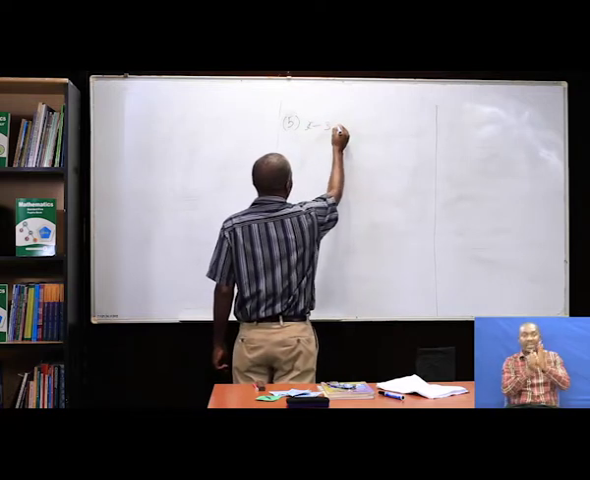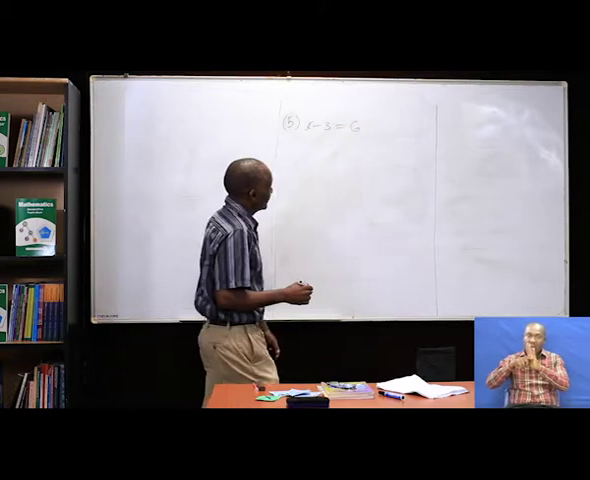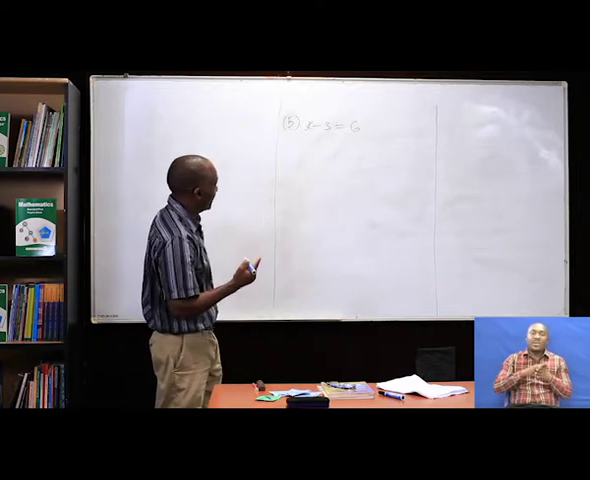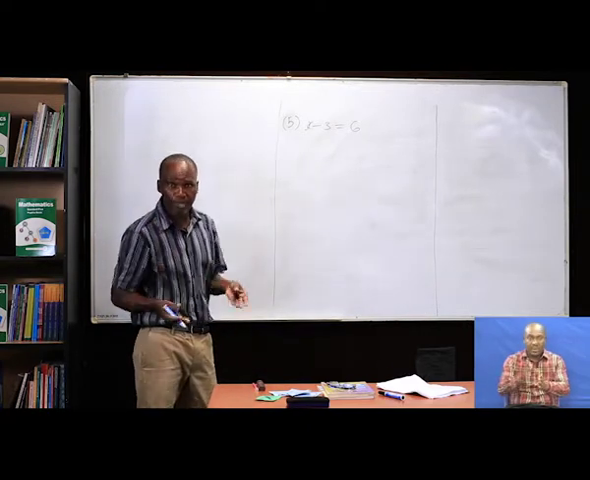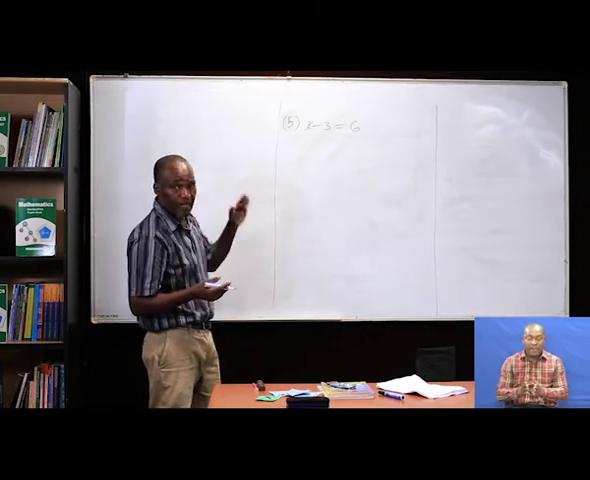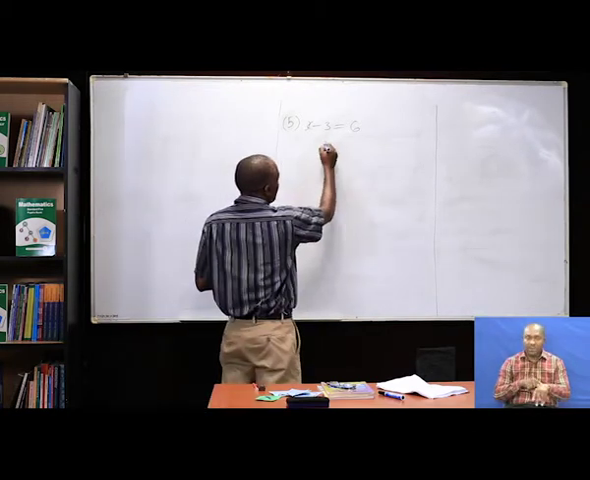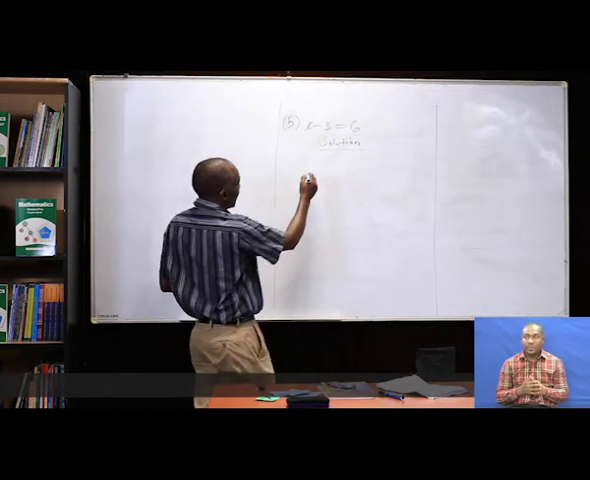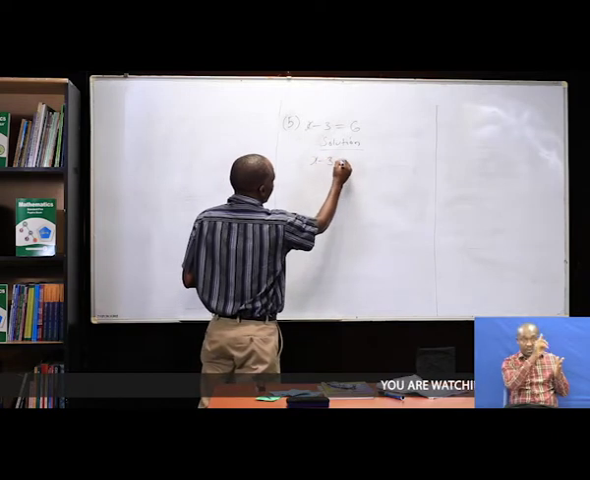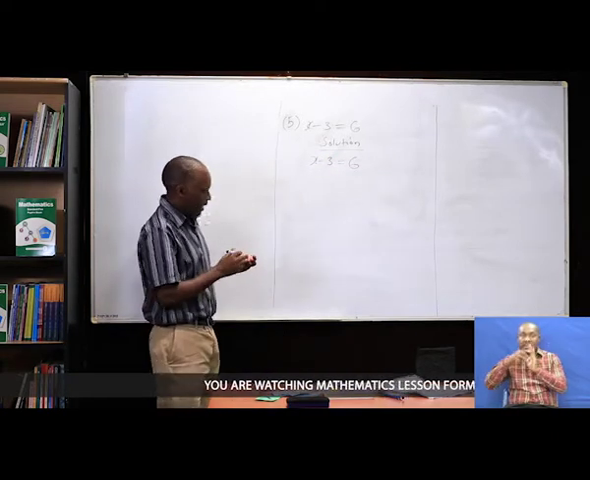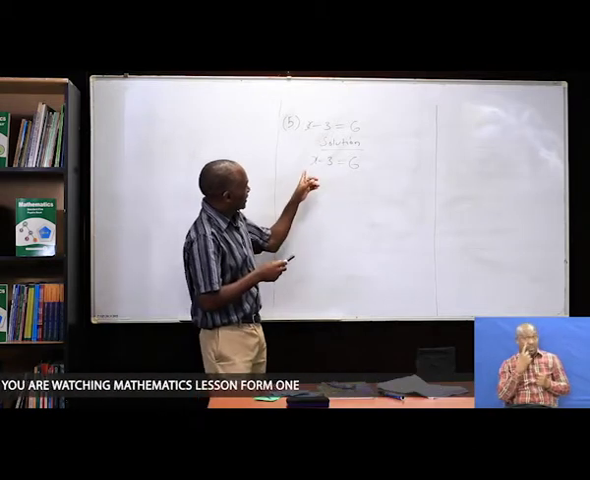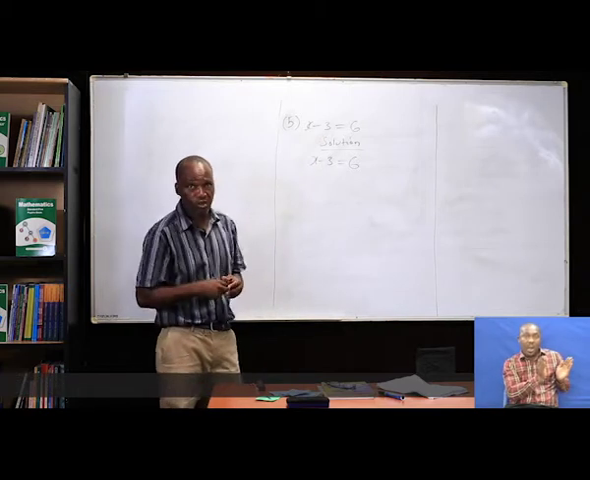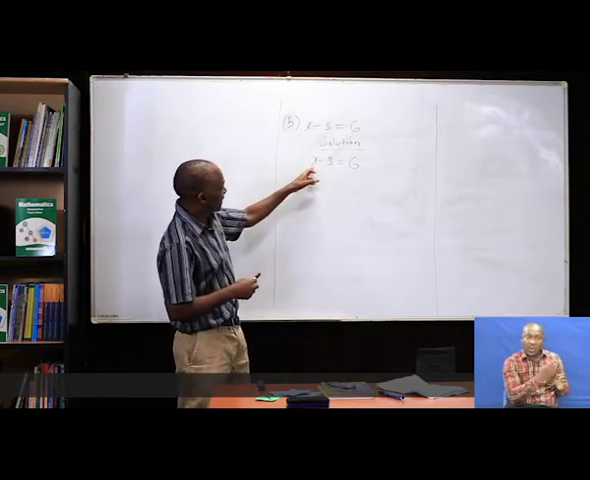x minus 3 is equal to 6. So this one, we are using the second method, which is very simple. We need to use a simple method in order to get the answer quickly. So you have to copy again the question: x minus 3 is equal to 6. Check, is the variable x isolated, or is the variable x alone? No, it's not alone. So you need to make it alone.